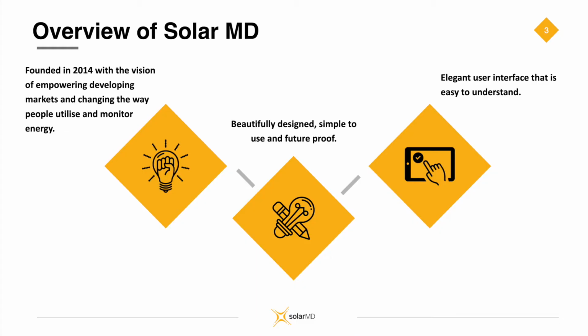Before we get into what we are going to look at today, let me give you a quick overview of SolarMD. SolarMD was founded in 2014 with a vision of empowering developing markets through battery storage and changing the way people utilize and monitor energy. The way we wanted to achieve this was by making our product beautifully designed, simple to use, future-proof, and by providing an elegant user interface that was easy to understand. We currently have a manufacturing ability of 20 megawatt hours a month. We achieve this through a well-oiled operation that consists of 4 pillars that operate as individual entities that tie into the main production facility to deliver the final product.